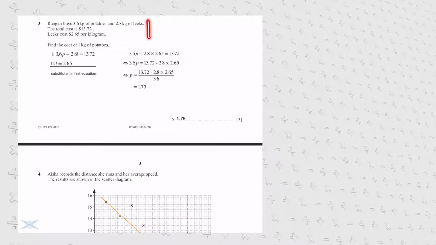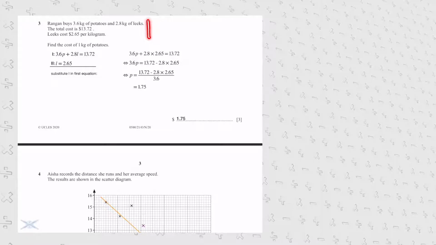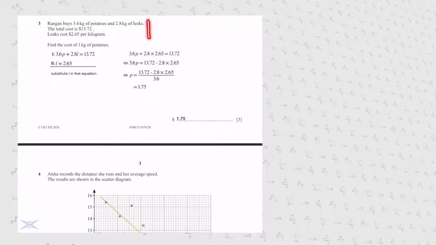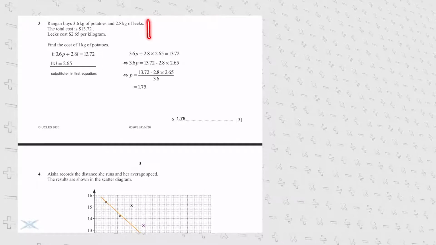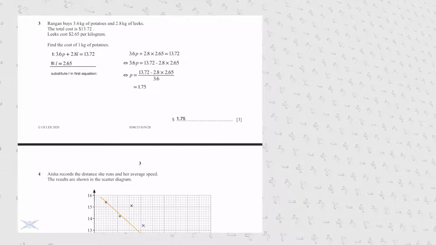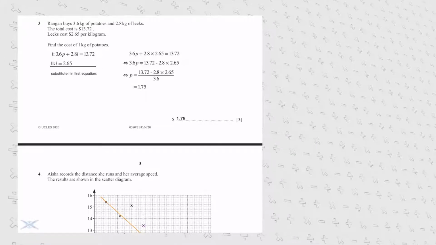Moving on to exercise 3, Rangan buys 3.6 kilograms of potatoes and 2.8 kg of leeks. The total cost is $13.72. Leeks cost $2.65 per kilogram. Find the cost of 1 kilogram of potatoes. In order to find the solution, we need to use a system of equations.